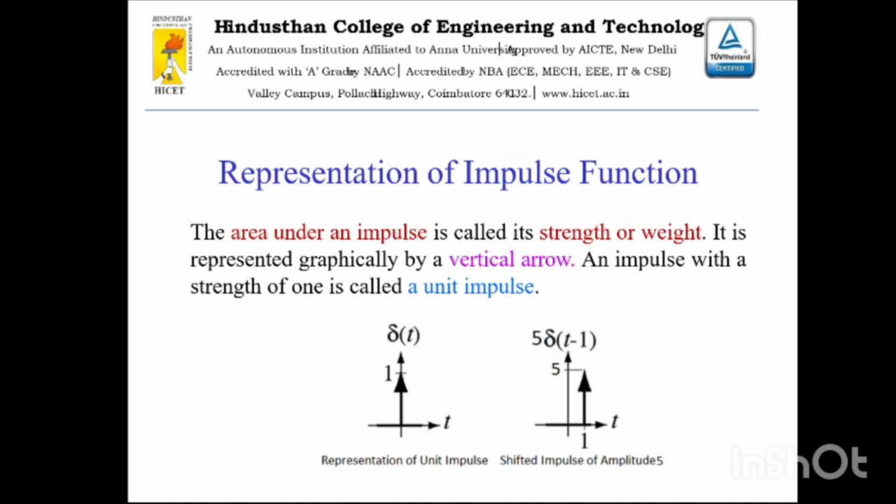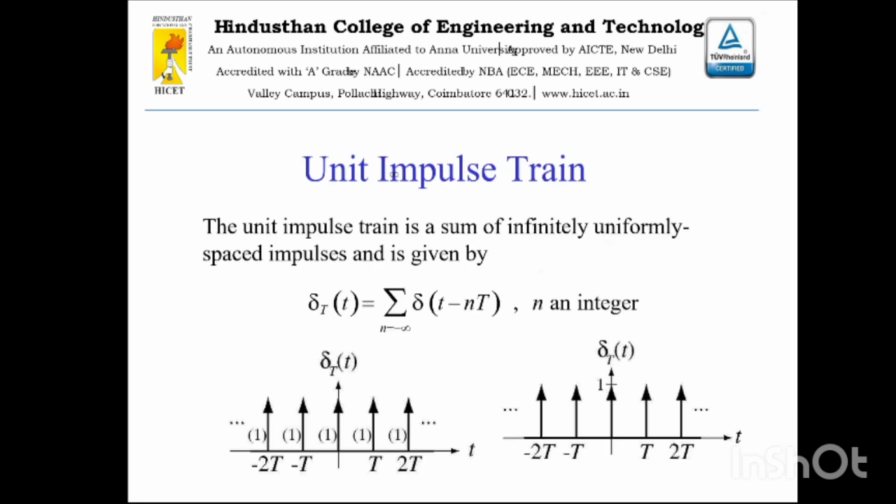The area under an impulse is called its strength or weight. It is represented graphically by a vertical arrow. An impulse with a strength of 1 is called a unit impulse. This is an example of a unit impulse. This is a shifted impulse of amplitude 5. Next are the properties of the impulse function. The first is the sampling property, the second is the scaling property, and the third is the replication property.